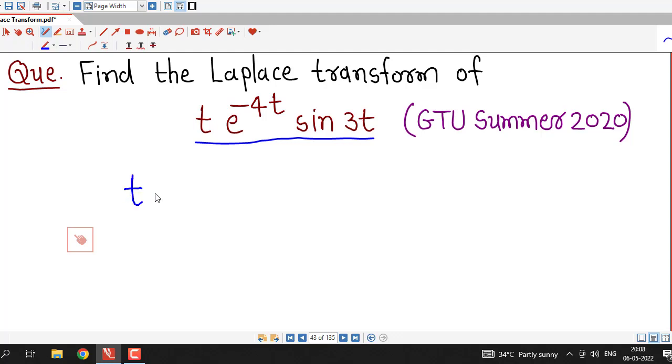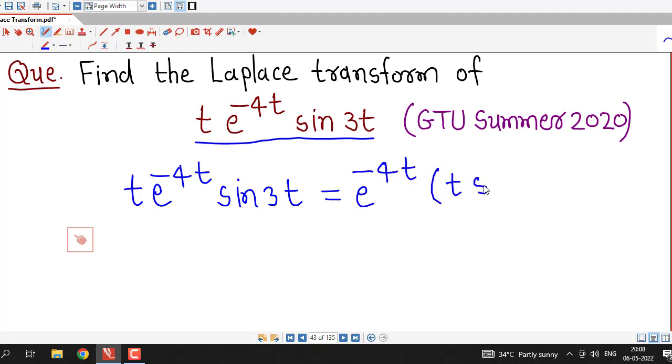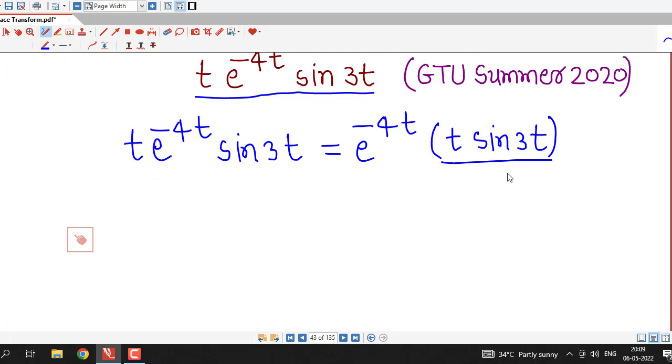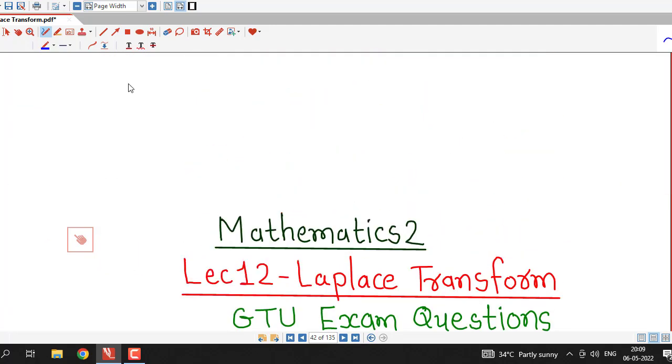We can rewrite our function t times e raised to minus 4t sin 3t as e raised to minus 4t times t sin 3t. So first we will find out Laplace transform of this function t sin 3t, and then we will apply first shifting theorem. Now to find out Laplace transform of t sin 3t, we can use this formula.